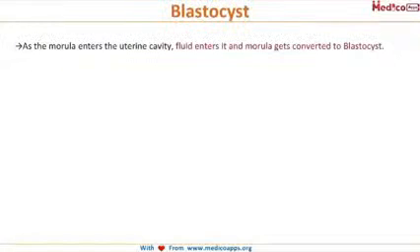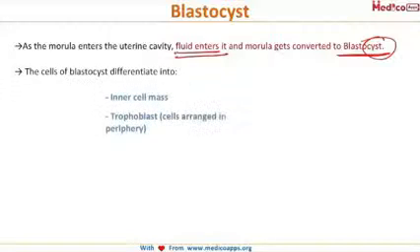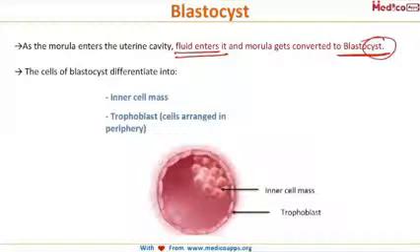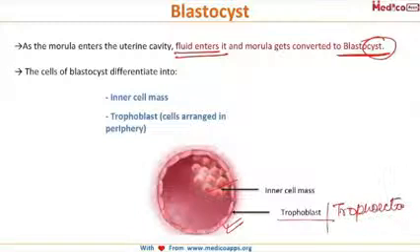Now I'll give you a brief idea about the blastocyst. Now as I told you, when the morula enters the uterine cavity, it is covered by a film of mucus. Fluid passes through the canaliculi of the zona pellucida and enters the morula, separating its cells, leading to the formation of blastocyst. Cyst, because when fluid enters, it becomes a cyst. Now the cells of the blastocyst differentiate into the inner cell mass and the peripherally arranged cells, which is called trophoblast or trophoectoderm, one and the same thing. Now it is this blastocyst which gets implanted.